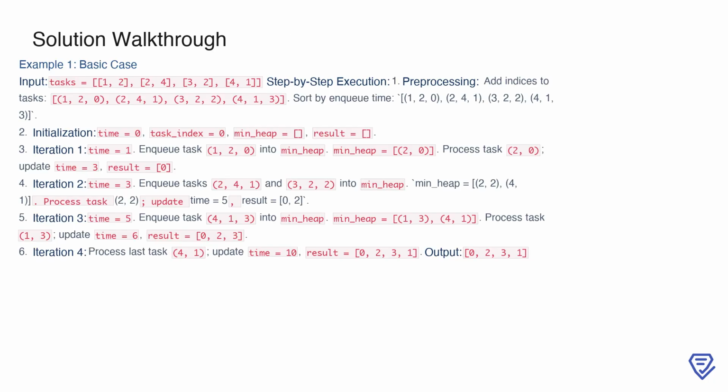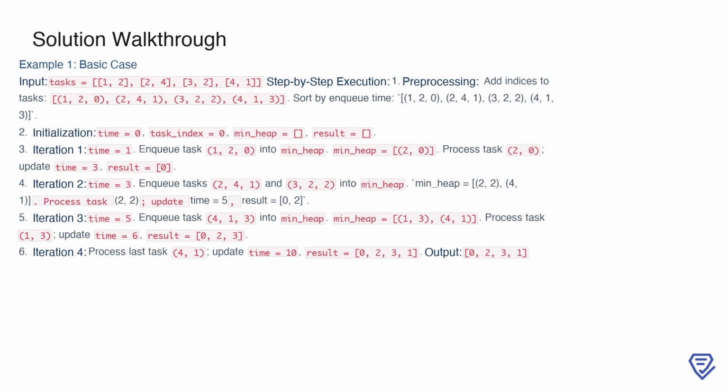Here, we start with a basic case where the input tasks are [1,2], [2,4], [3,2], [4,1]. First, we pre-process the tasks by adding their original indices, resulting in [1,2,0], [2,4,1], [3,2,2], [4,1,3]. Sorting these by their enqueue time doesn't change the order since they are already sorted. Next, we initialize our variables. Time is set to 0, task_index is 0, min_heap is an empty priority queue, and result is an empty list to store the order of processed tasks.